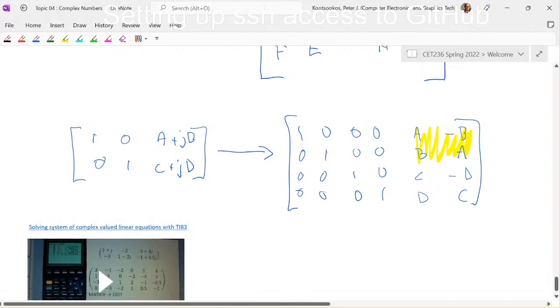Okay, so that is a brief background in complex numbers. As I said, we're going to start using them now because I'm going to introduce some more devices.